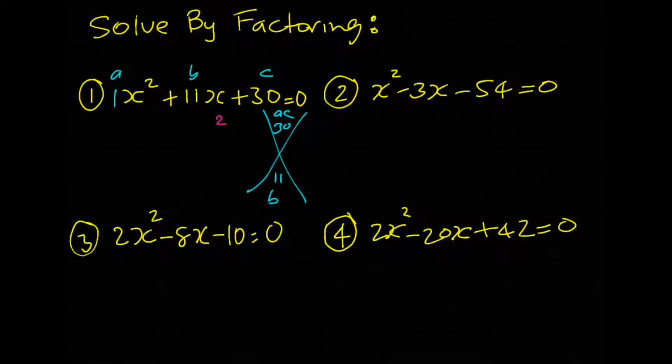So let's try 2 and 15. That's not going to work. 5 times 6 is 30, 5 plus 6 is 11. So that's actually the numbers you're chasing. We just go ahead and put a 5 and a 6 in. We don't have to do anything else here because there's a 1 in front of the x. So we just write (x + 5)(x + 6) = 0. So that's the factored form of this quadratic.